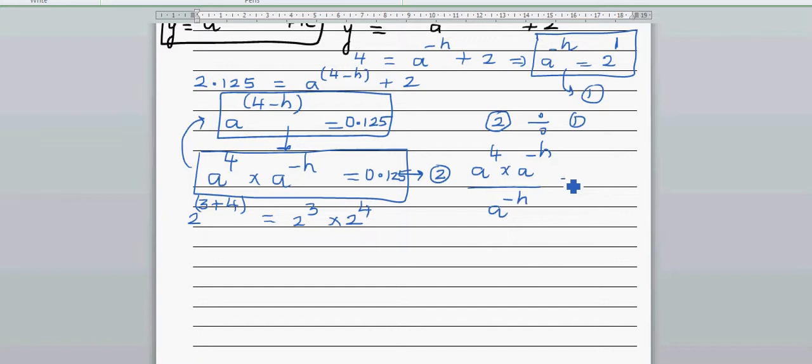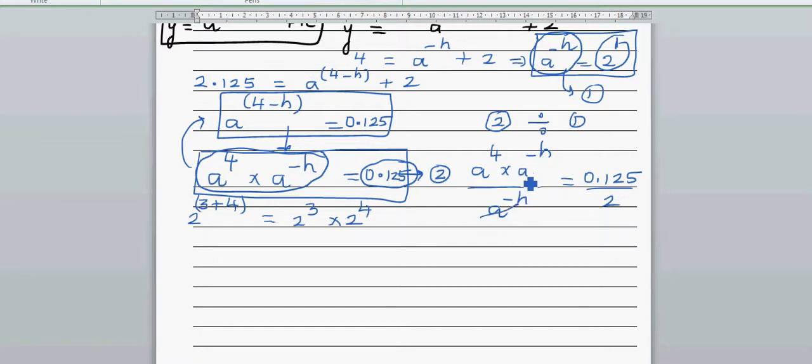0.125. So this is 0.125 divided by 2. So basically what I've done is I've divided this by this. So I have to divide in the same order. I have to divide this by this, which is 2. So now is an interesting step.